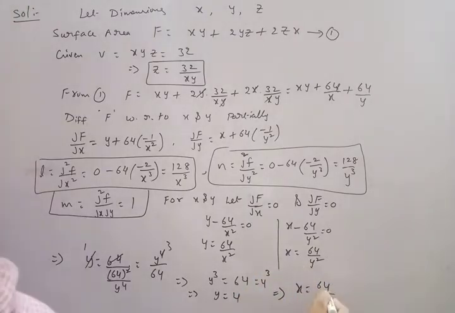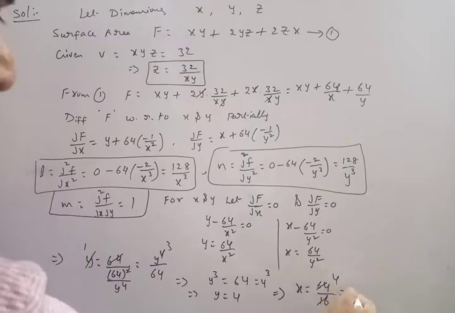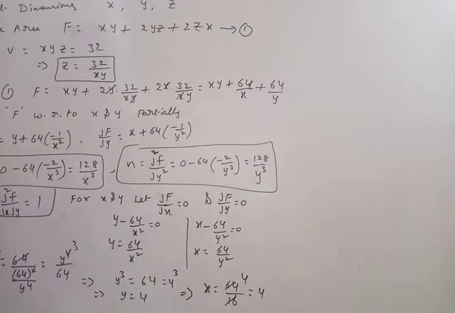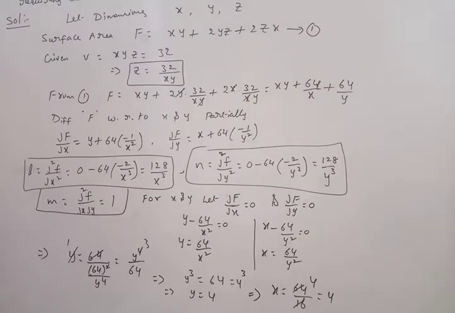y is 4, 4 square is 16, so x is also 4. So I got the value of x and y as 4. Okay. Now, understand here till here.